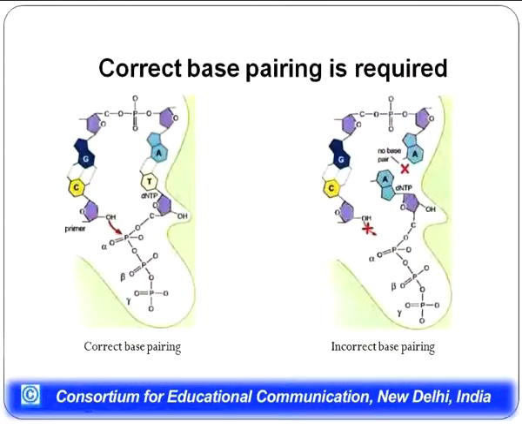Whenever a correct base comes to the active site, it fits into the active site such that the primer, which is having its OH group free, attacks the alpha phosphoryl group of the incoming dNTP. This leads to a phosphodiester bond formation. However, if an incorrect nucleotide comes, that is, if it is not complementary to the nucleotide present in the template strand, then it is not going to fit properly into the active site, leading to improper positioning of this particular dNTP such that the OH group of the primer is not able to attack the alpha phosphoryl group of the incoming dNTP, and the reaction will not take place.